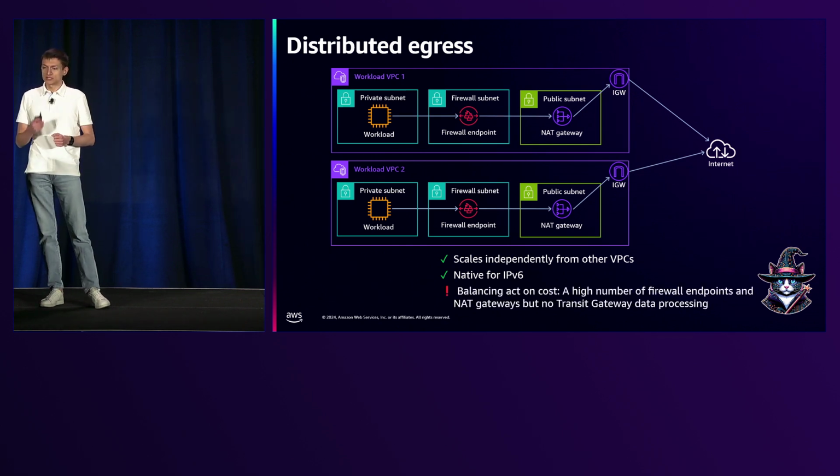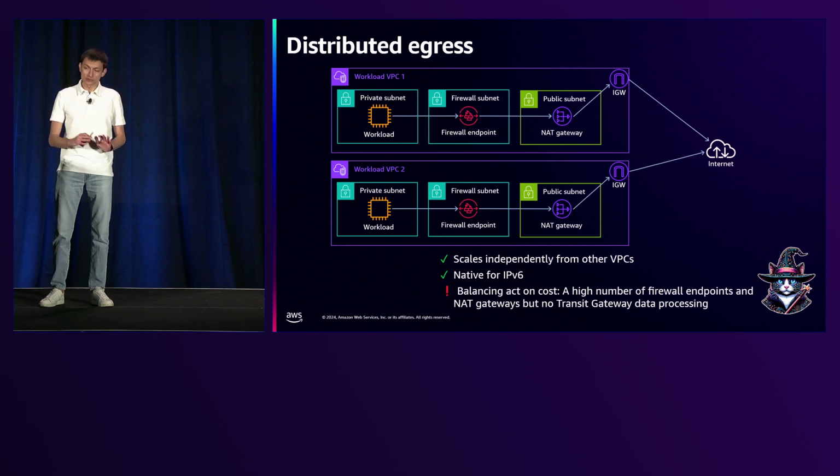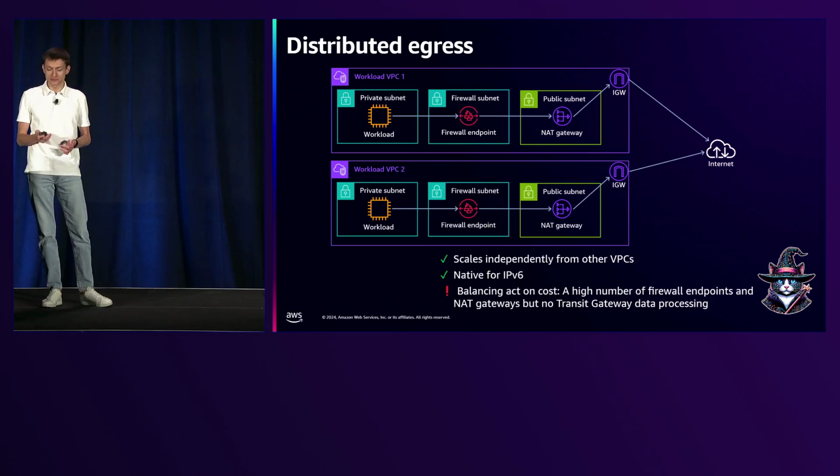But again, you need to think about costs. So in this case, now we have a high number of firewall endpoints, high number of NAT gateways, but you no longer pay for transit gateway data processing.